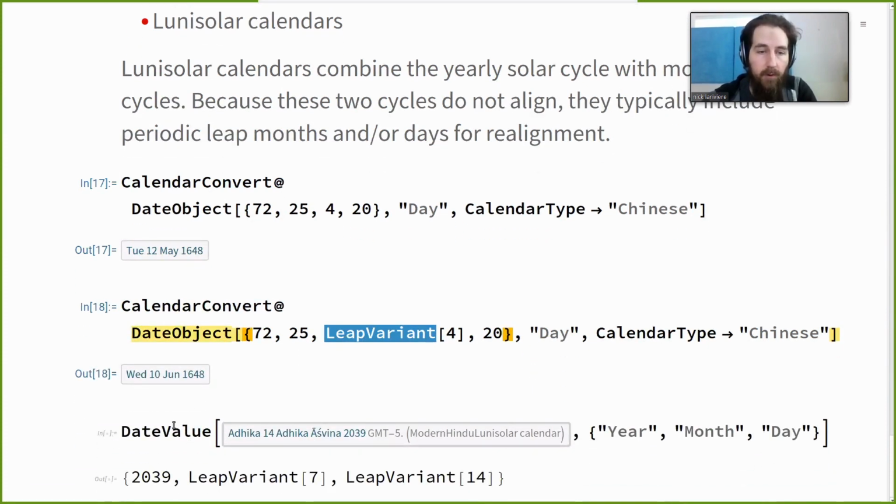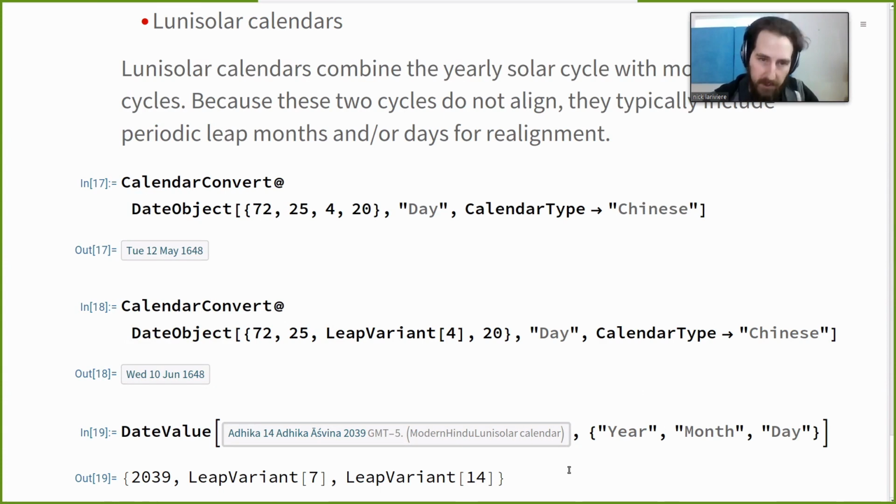And for a particularly fun case, if you look at the modern Hindu lunisolar calendar, there can be both leap months and leap days, and there are periodically months that do not exist and days that do not exist because of that misalignment of the solar cycle and the lunar cycle.